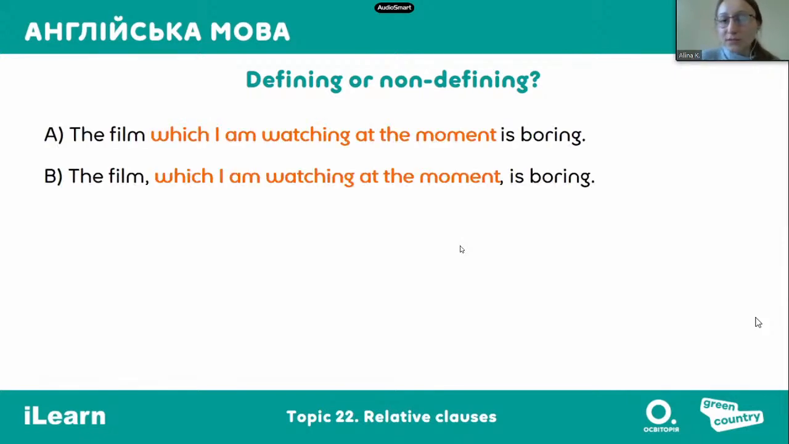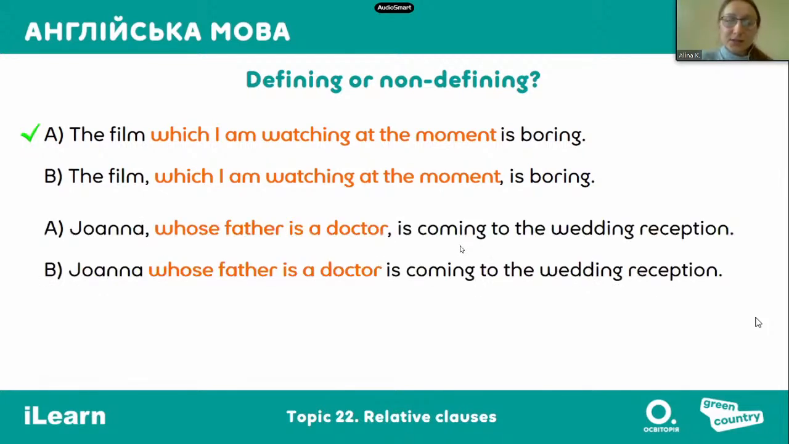The film which I'm watching at the moment is boring, and B, the film, which I'm watching at the moment, is boring. The same thing, yes? If we take this relative clause out from the sentence, it doesn't have any meaning, any sense. That's why it's a defining clause. What do you think in this example? Can we put that instead of which? Давайте поговоримо про це речення. Ми можемо тут замість which поставити that, чи ні? The film that I'm watching at the moment is boring. Yes, we can. Or we can omit it, yes. The film I'm watching at the moment is boring.